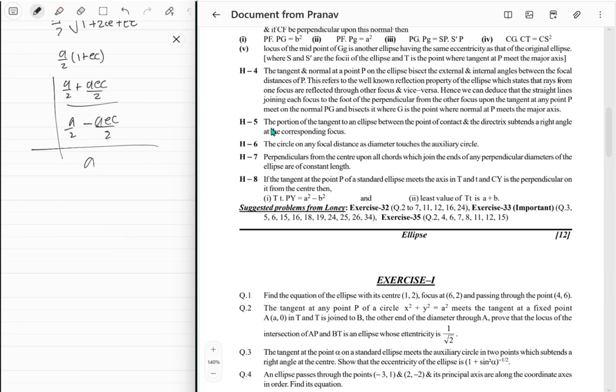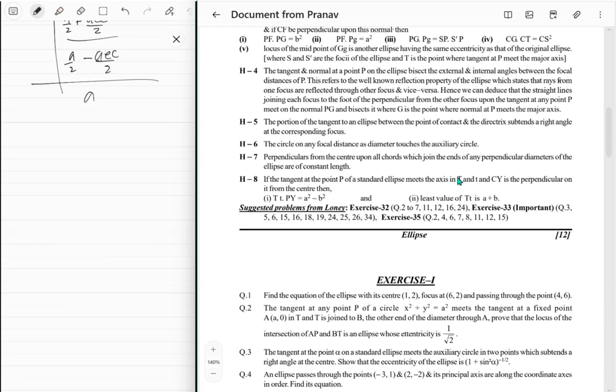So that's nice. Okay, we did which property now? Yeah, we did 6. Now 7: the perpendicular from the center upon all chords which join the ends of perpendicular diameters of an ellipse. What? From center upon all chords. So from the center to a chord, perpendicular, which joins the ends of any perpendicular diameters of the ellipse. That's a diameter, and you want two perpendicular diameters. The chord joins the ends of the perpendicular diameters, and this length is a constant. That's what we're saying.